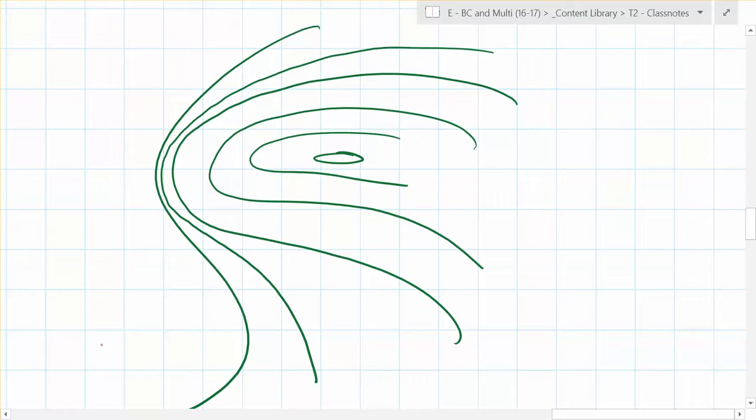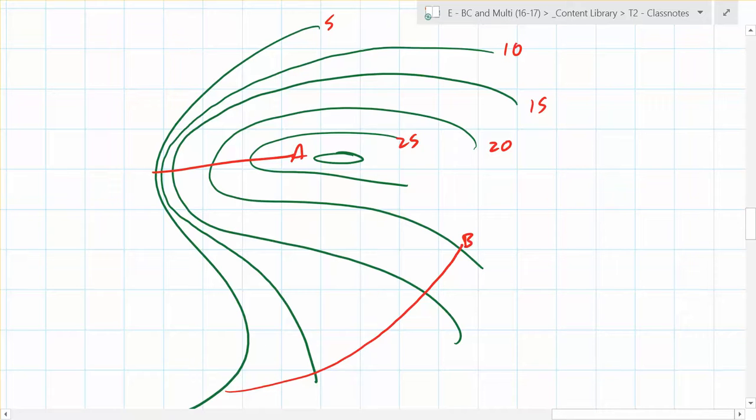Increasing steepness. Let's just assume they're going up. Let's say this was height of 5, 10, 15, 20, 25. So what could you say about, if you walked up, let's say this is path A, and let's say this right here is path B. Let's call that path A and path B. What could you tell me about path A and path B in terms of steepness? A is steeper than B.